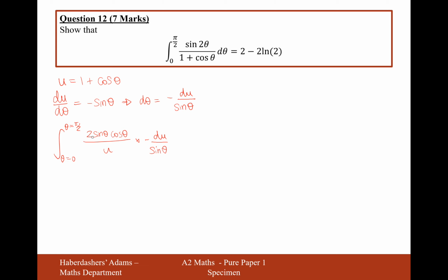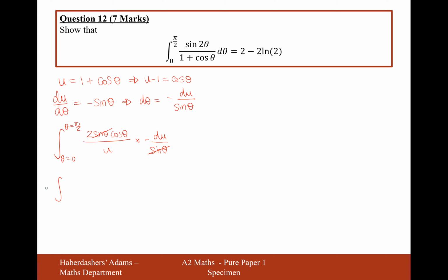Now what's going to happen here is that the sine thetas are going to cancel each other out, and the only thing I've got left in terms of theta is my cos theta. But if I know that u equals 1 plus cos theta, then I know that u minus 1 is equal to cos theta on its own.